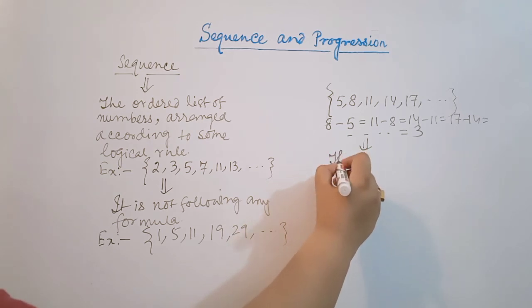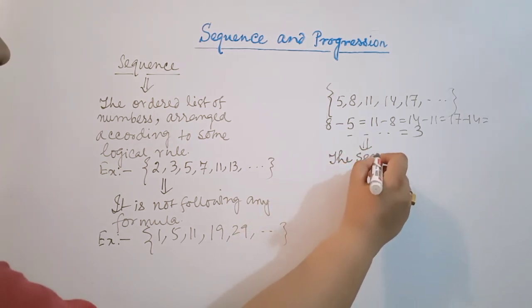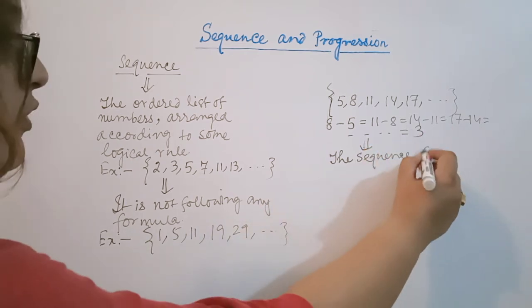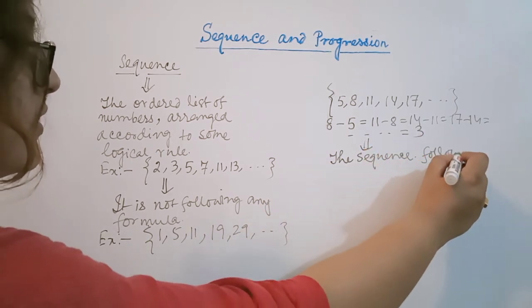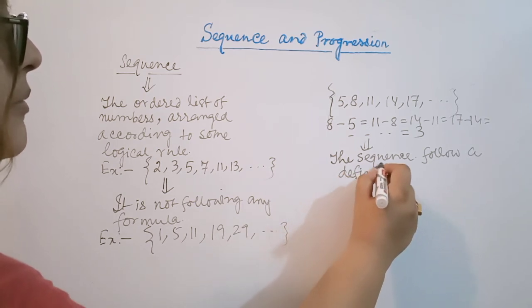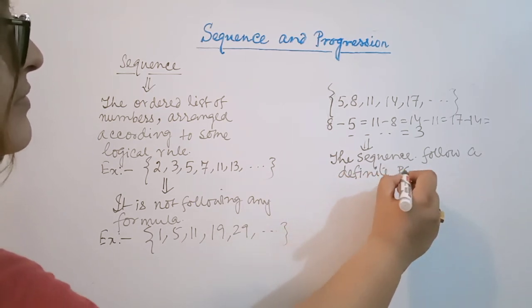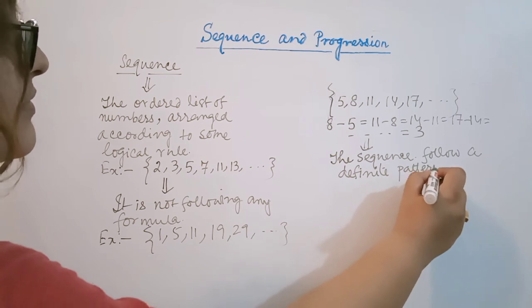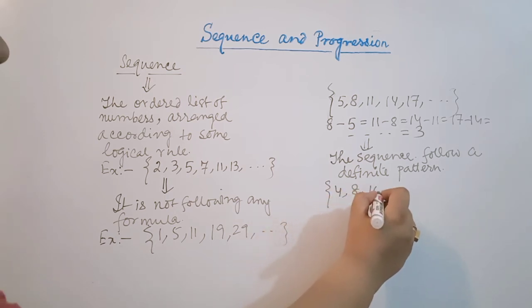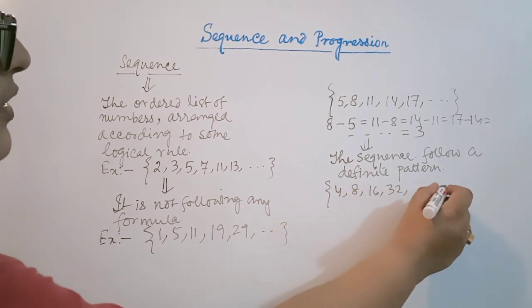The sequence follows a definite pattern. Let's consider another example. 4, 8, 16, 32 and so on.